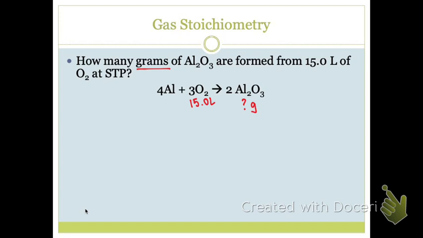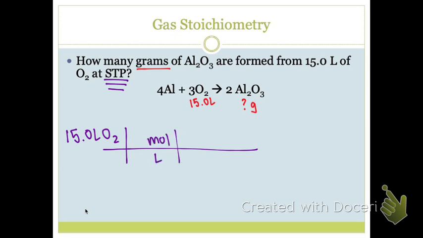We said our special set works if it's at STP. So liters of O2 will tell me how many moles of O2 I have. I'm going to start my T-chart always with what I know, 15 liters of O2. And instead of going grams to moles like we always do, we're just going to go liters to moles. We know that 22.4 liters of O2 is equal to 1 mole. This is our conversion factor that we just learned. So 1 mole of O2. And then from there, it's just a regular stoichiometry problem.